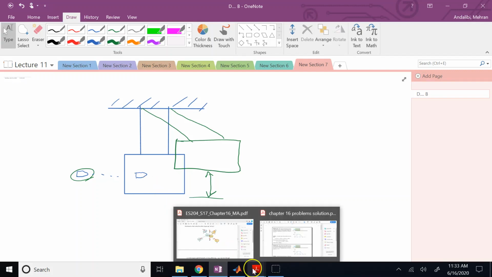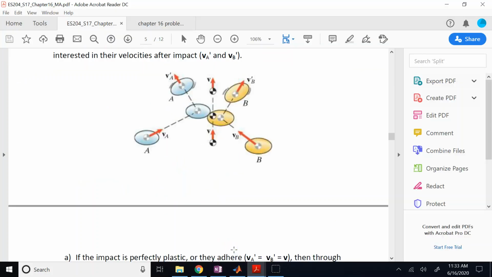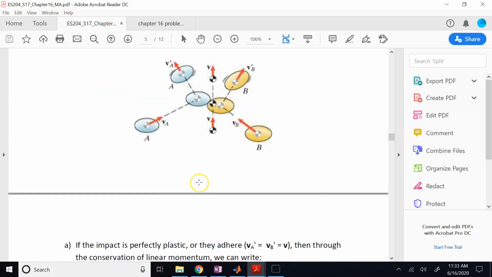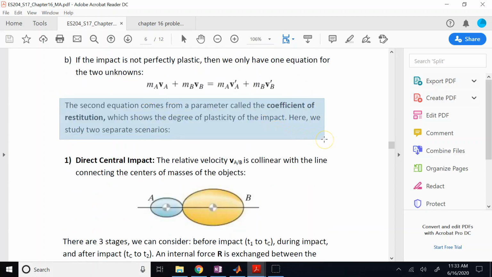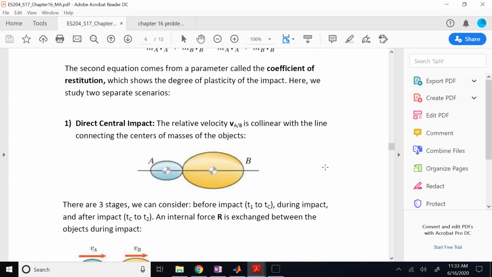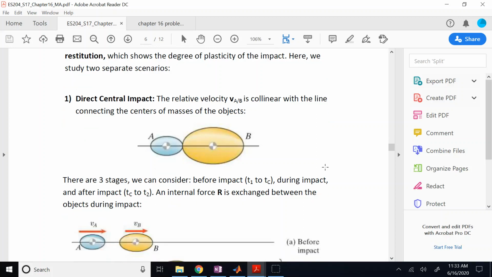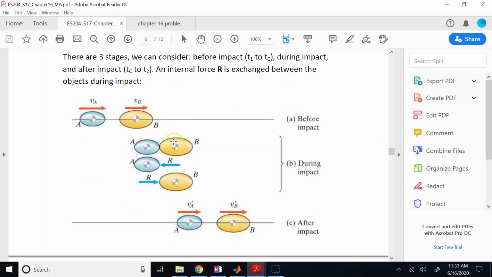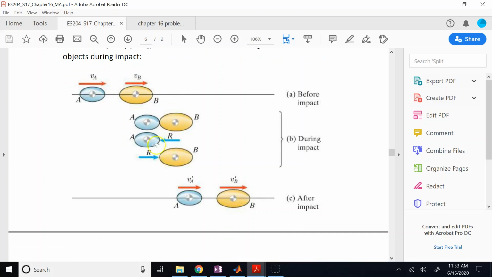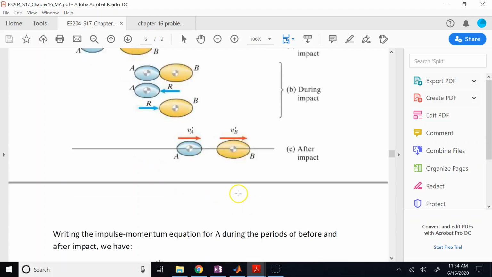Okay, so now to formulate this nature of the impact, elastic versus plastic, we introduce this new quantity called coefficient of restitution, E. Now, how do we use that? How do we formulate it? Another way to express E mathematically is using the internal forces that are exchanged between the two particles at the collision. So here, these two particles are colliding. During the impact, they exchange this force called R, and then they get separated.